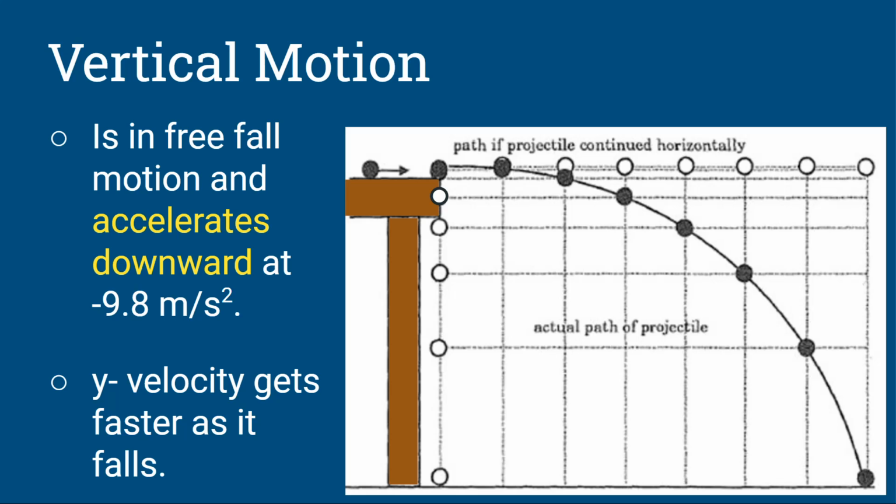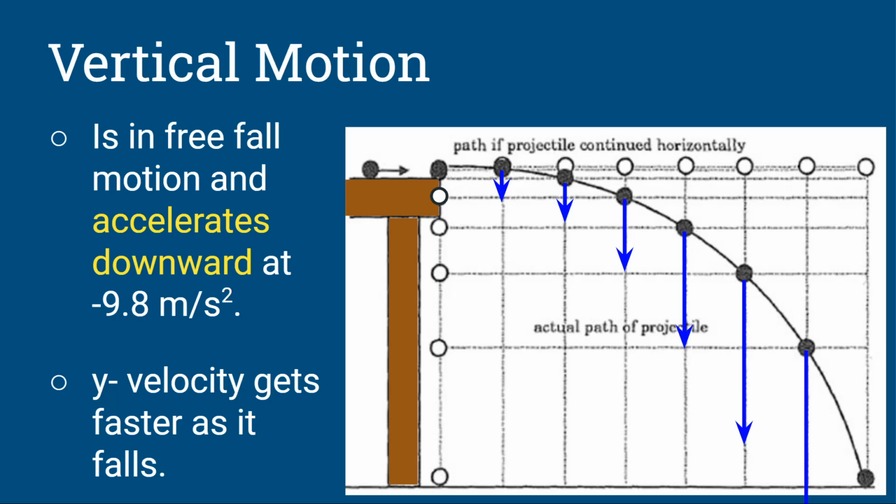Okay, so if we look at it, again, I told you we have to analyze the motion separately. So let's talk about the vertical motion for a moment, and then we'll come back and talk about the horizontal motion. But vertically, we have free fall and acceleration downward at negative 9.8 meters per second squared. And so if we look at the vertical velocity vectors, they're going to get longer and longer and longer as it falls. Okay, because your y velocity gets faster due to that acceleration due to gravity.